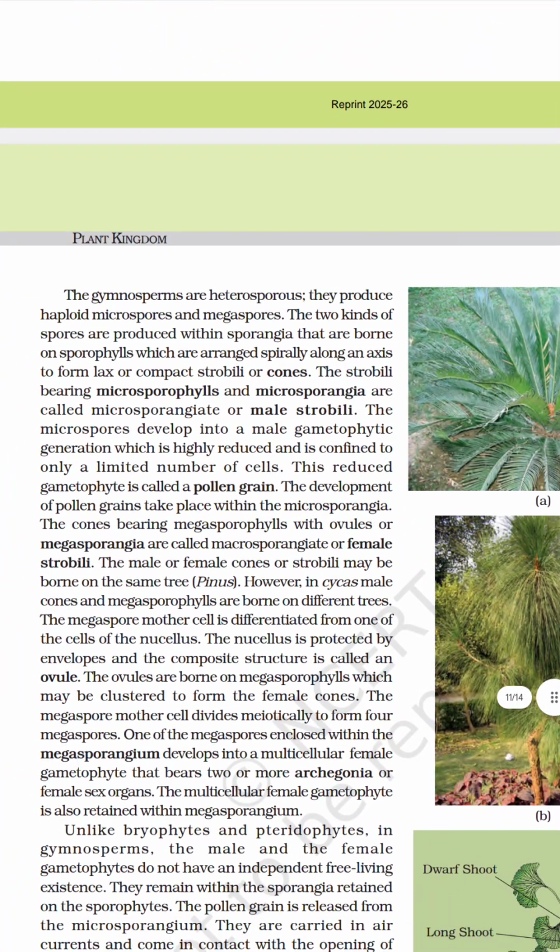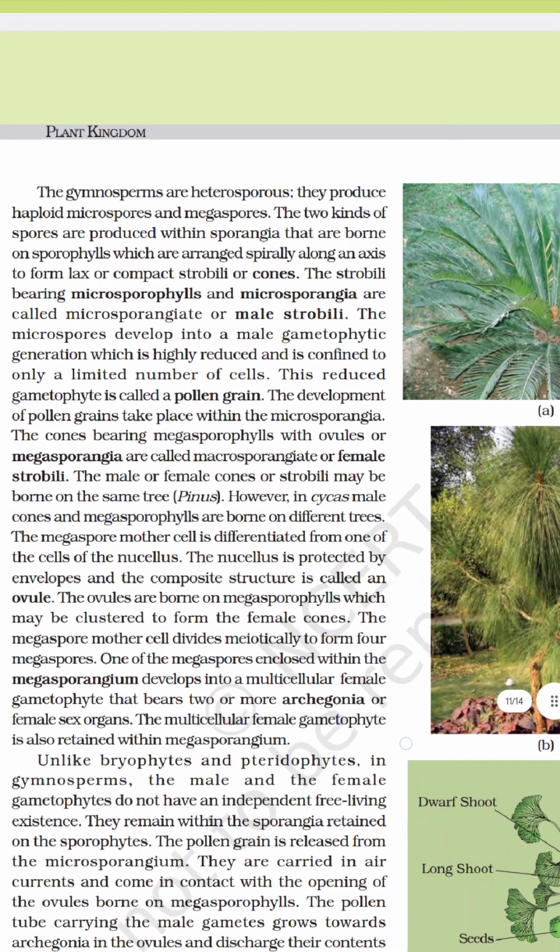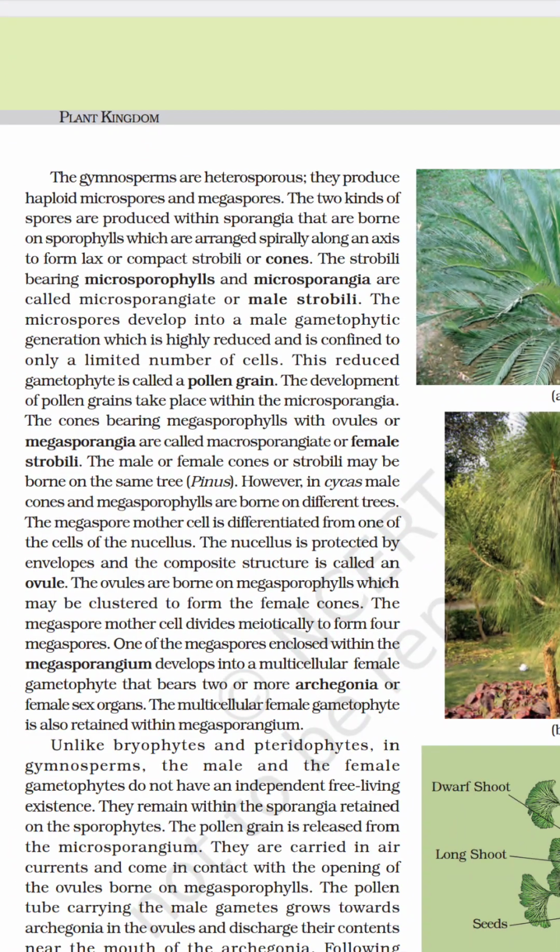The gymnosperms are heterosporous, which means they produce one large kind and one small kind of spore. They produce haploid microspores and megaspores. The two kinds of spores are produced within sporangia that are borne on sporophylls, which are arranged spirally along an axis to form lax or compact strobili or cones. The strobili bear microsporangia and megasporangia.